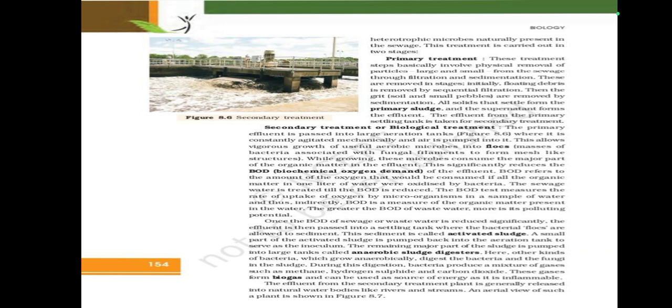pumped into it. This allows vigorous growth of useful aerobic microbes into flocs, masses of bacteria associated with fungal filaments, to form mesh-like structures while growing. These microbes consume a major part of the organic matter in the effluent. This significantly reduces the BOD, biochemical oxygen demand, of the effluent.